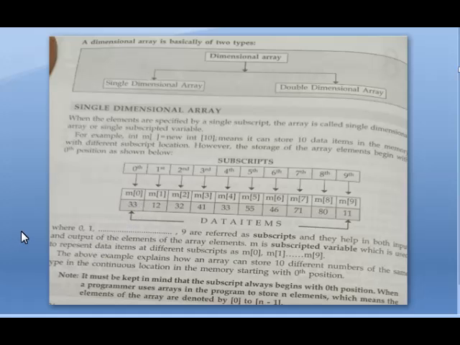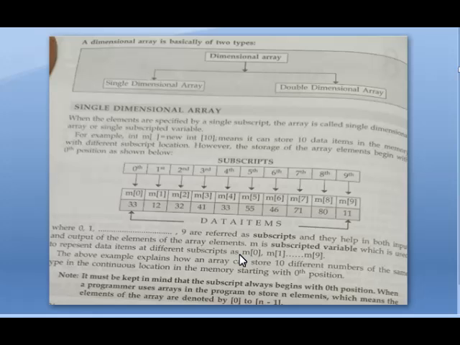Here 0, 1 to 9 are referred to as subscripts, and they help in both input and output of the elements in the array. m is the subscripted variable which is used to represent data items at different subscripts.